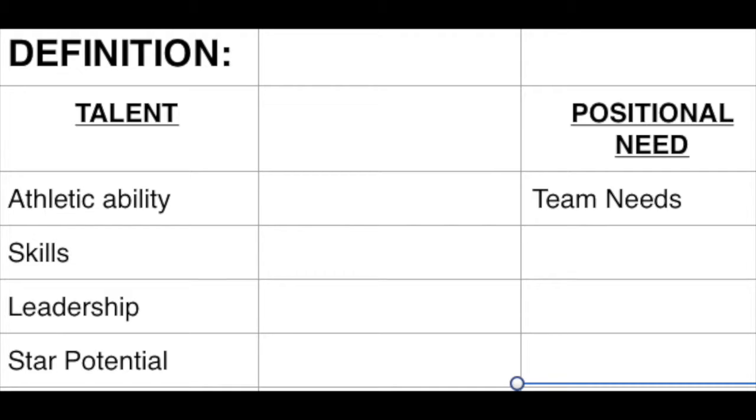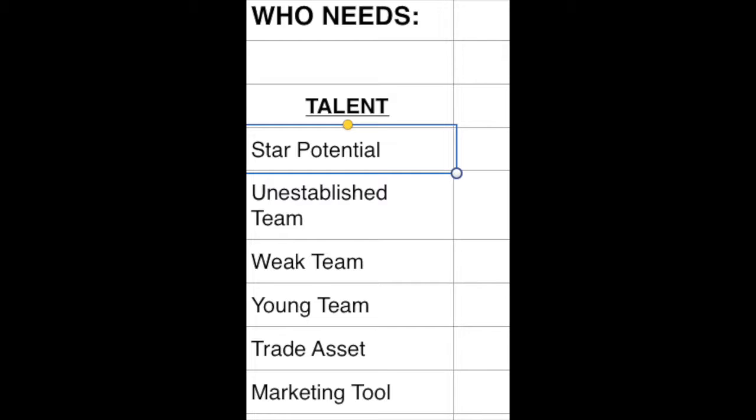Positional need, on the other hand, is simple. It's based on what the team needs. All right, so once you understand the definition of talent versus positional need, then you can determine which type of draft strategy is best for your team's needs.